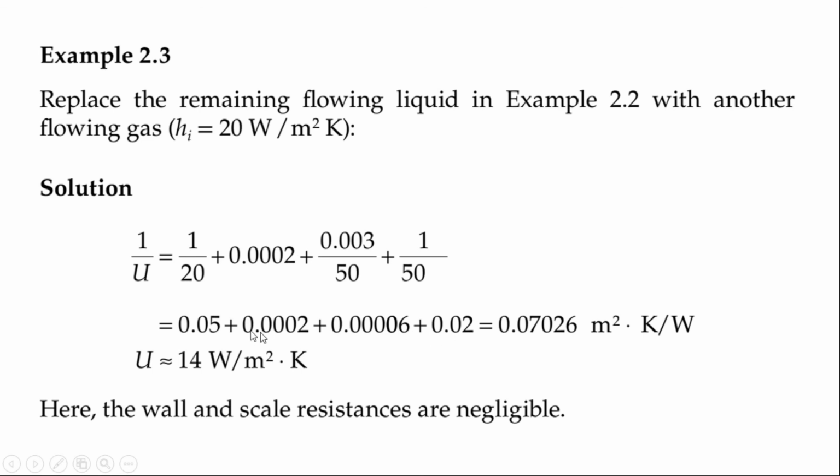When we compare these four resistances, 1, 2, 3, 4, this one is the fouling resistance and this is for the wall. We can say that these two values are very small and negligible compared to these resistances. So ultimately, this is the overall heat transfer coefficient for this case. With this, this is the end of the lecture.